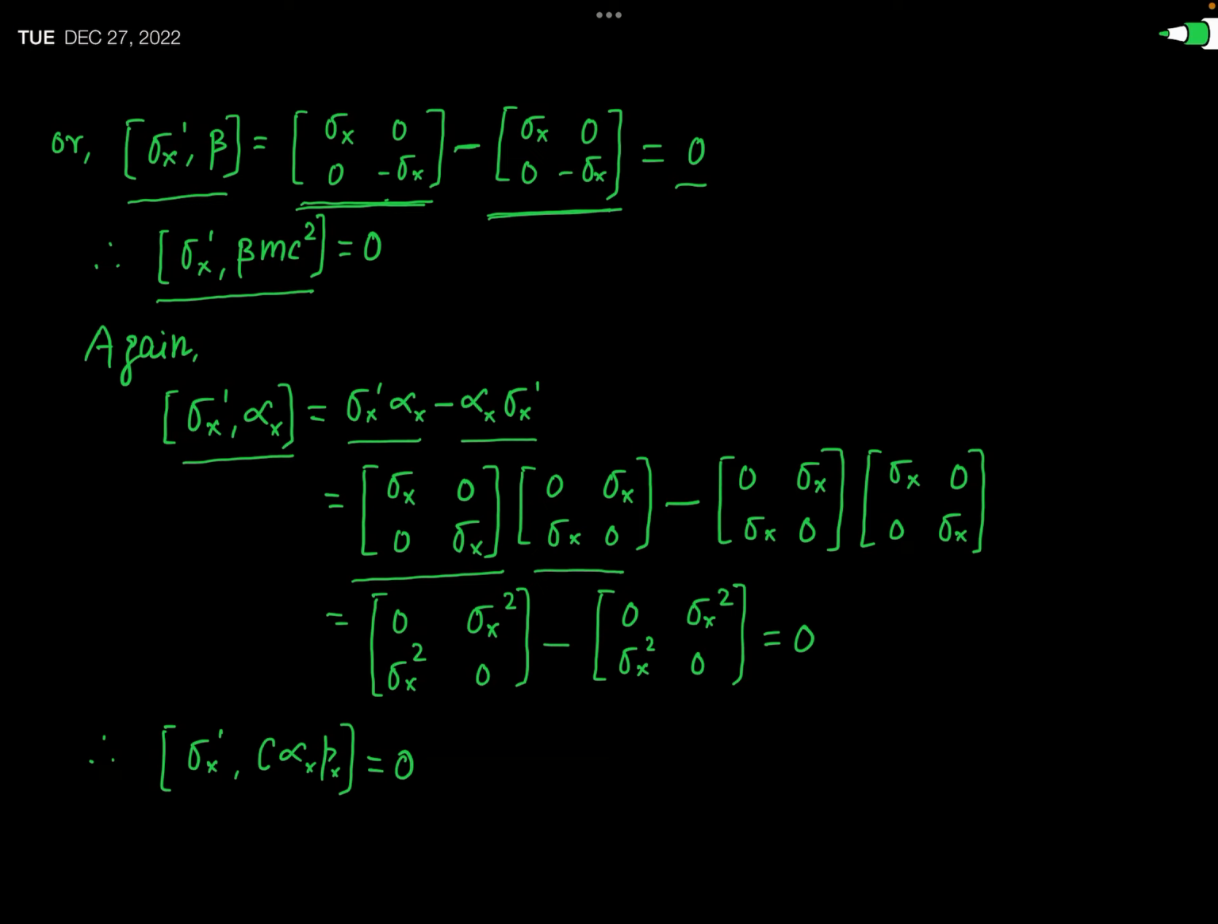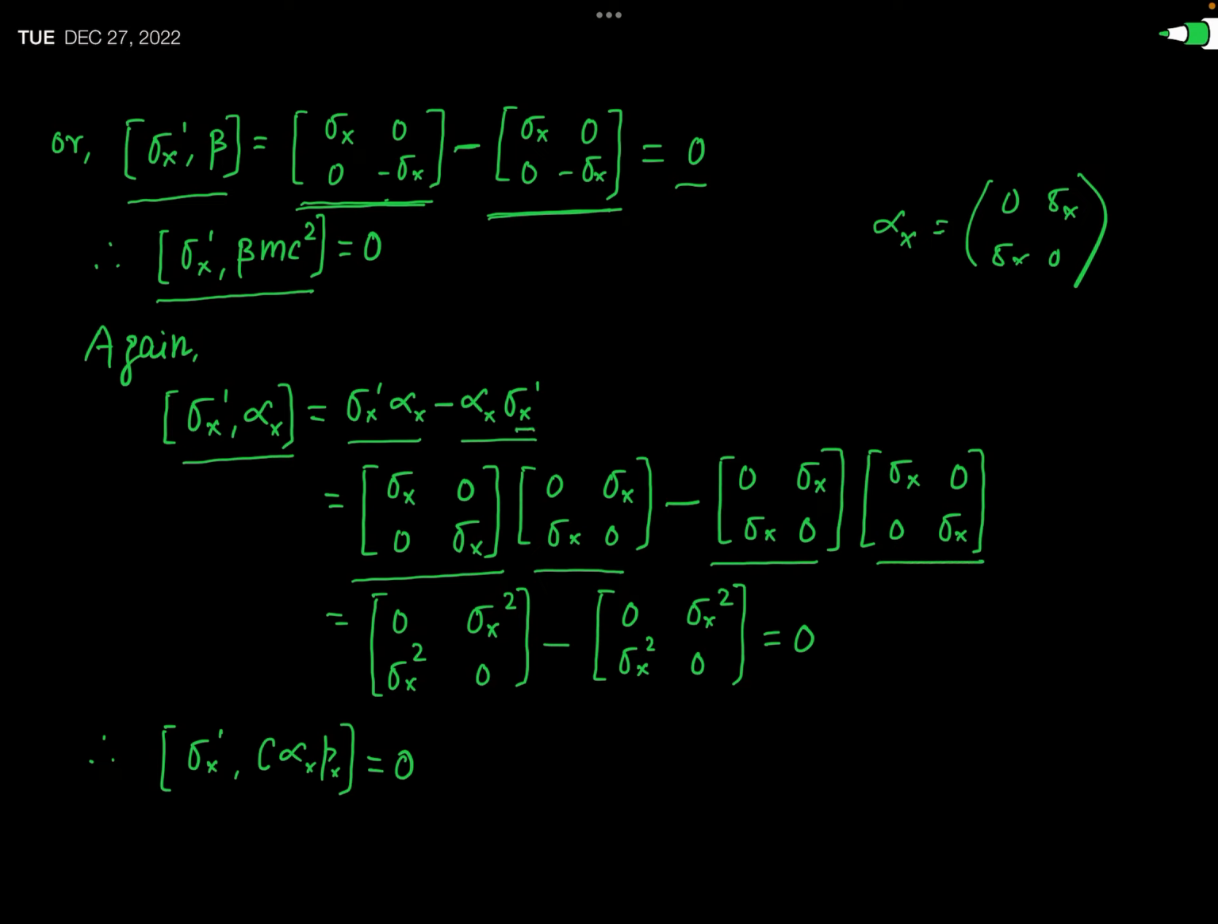Actually, in the previous lecture when we studied the Dirac matrices, we saw that the Dirac matrix alpha x is defined by the matrix 0 sigma x, sigma x 0. We have studied it previously, so I have substituted the corresponding matrix here. And again, for the second term, alpha x is the matrix 0 sigma x, sigma x 0, and sigma x dash is sigma x 0, 0 sigma x.